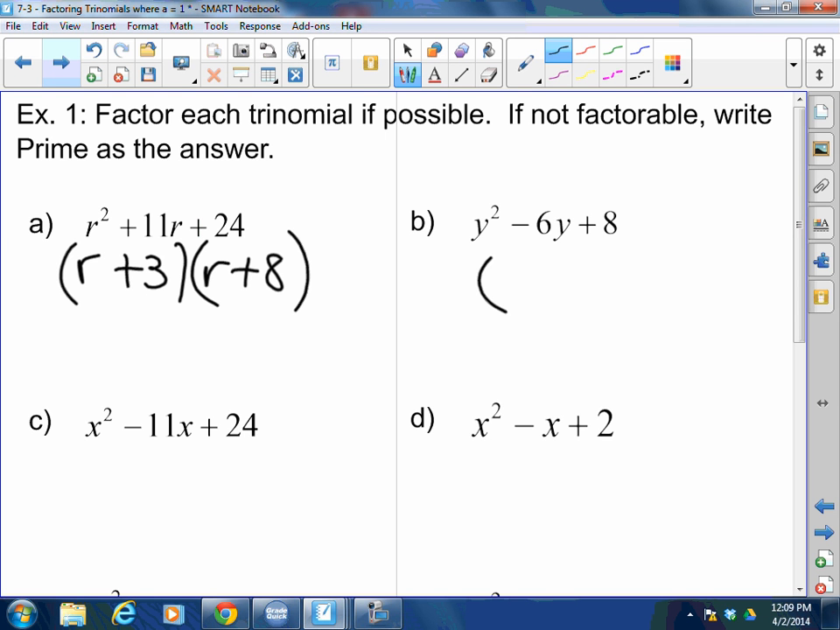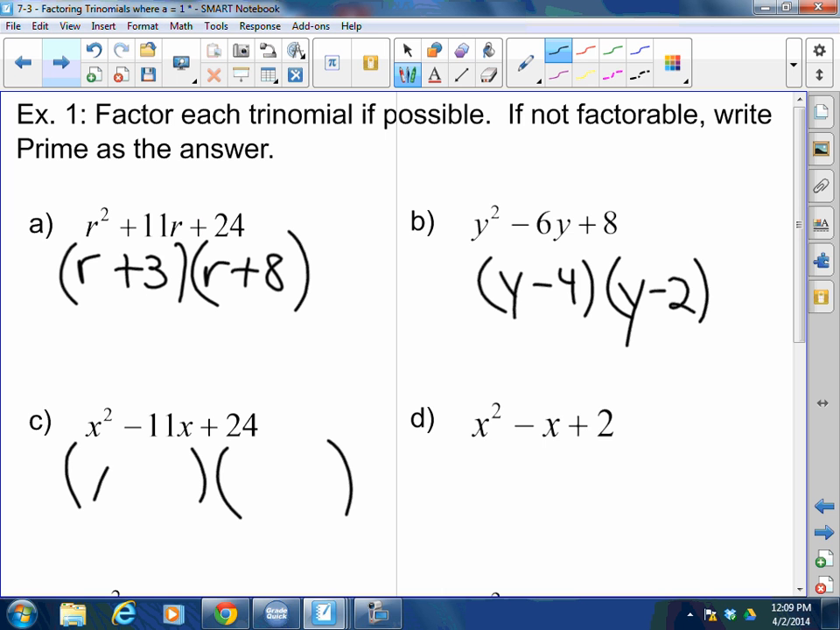B. Y squared minus 6y plus 8. What times what is 8, but when added together is negative 6? Negative 4, negative 2. Fantastic. Negative 4 times negative 2 is 8. Negative 4 plus a negative 2 is negative 6. Next. What times what is 24, but when added together is negative 11? Negative 8, negative 3. Phenomenal.